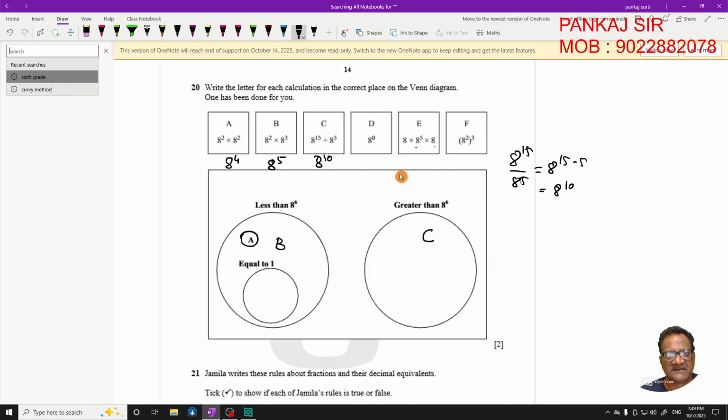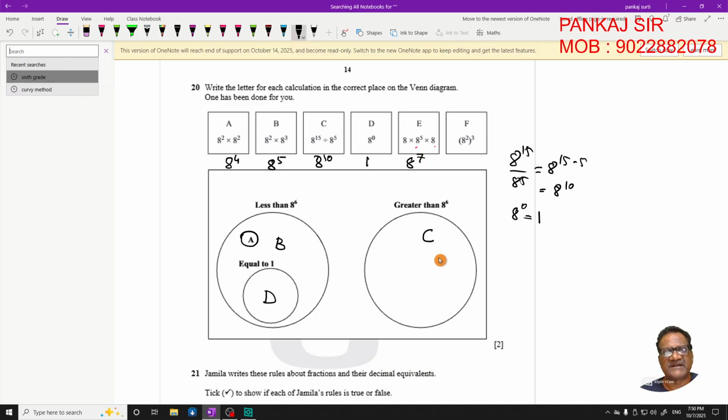Then D is 8 raised to 0. You know that anything raised to 0 is equal to 1. So 8 raised to 0 has to be 1, and my D card will come in this circle, which is equal to 1. What about E? E is 8 into 8 raised to 5 into 8 raised to 1. So this will be 8 raised to 5 plus 1, 6, plus 1, 7.